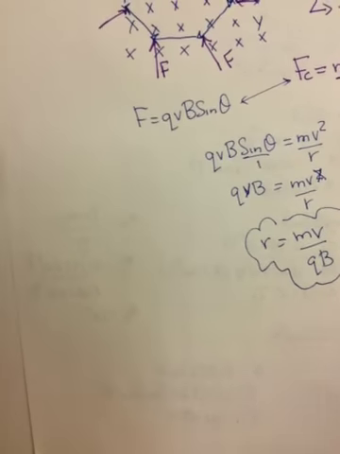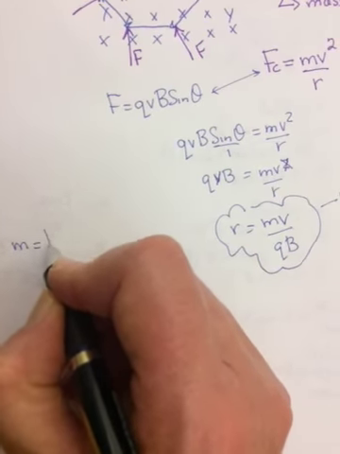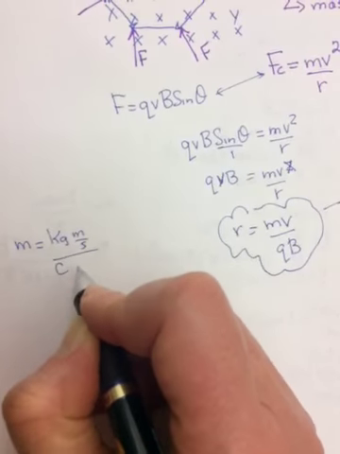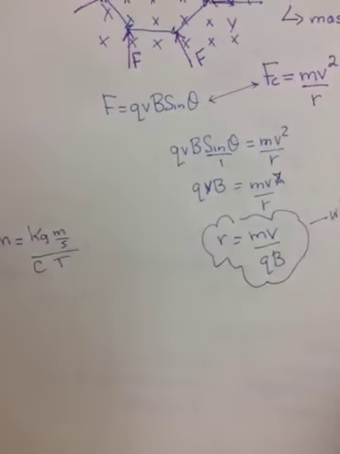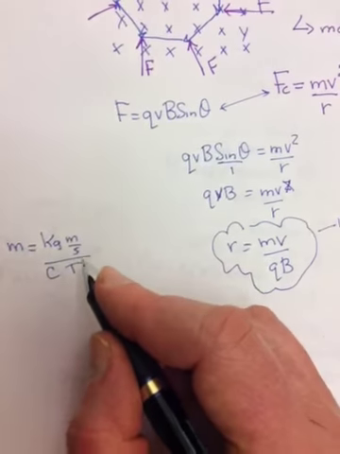All right, so proving the units. You want to prove that meters are equal to kilogram meters per second over Coulomb Teslas. Remember what we said about proving the units? Substitute one in at a time and show me.